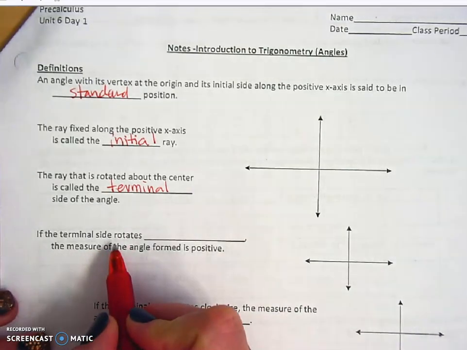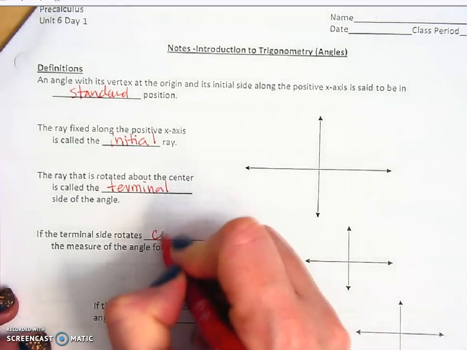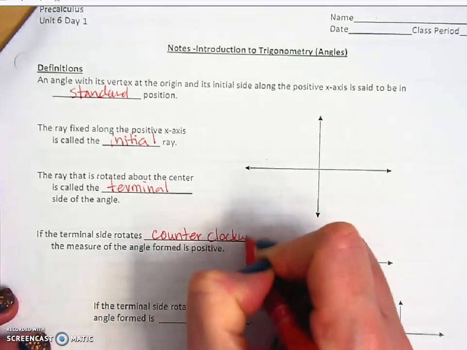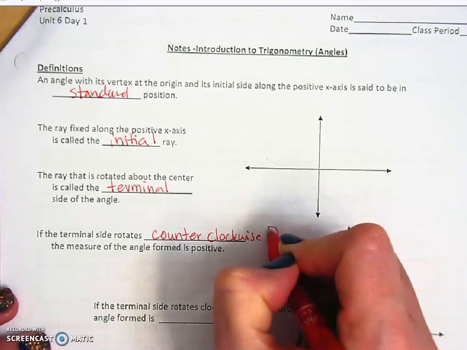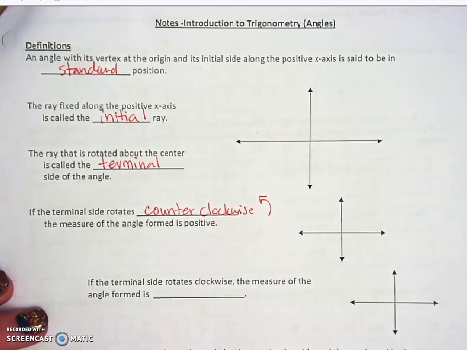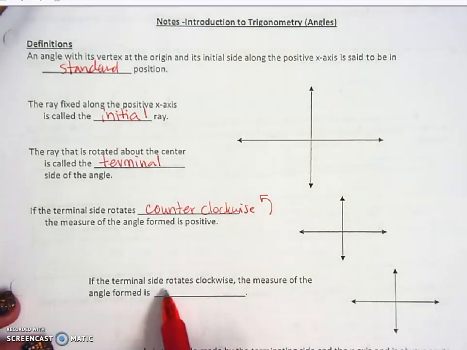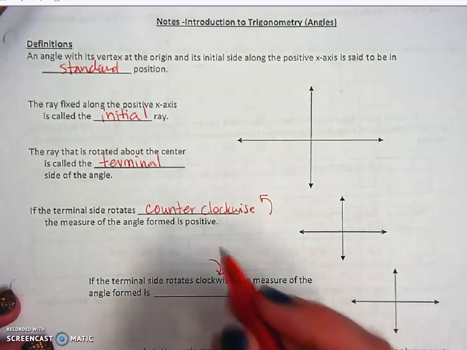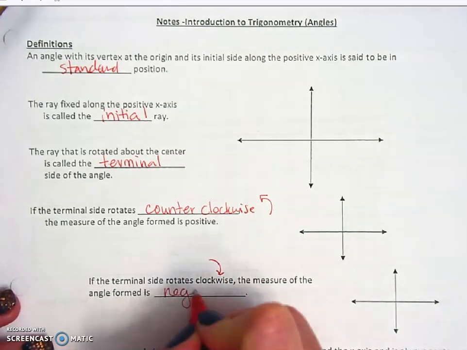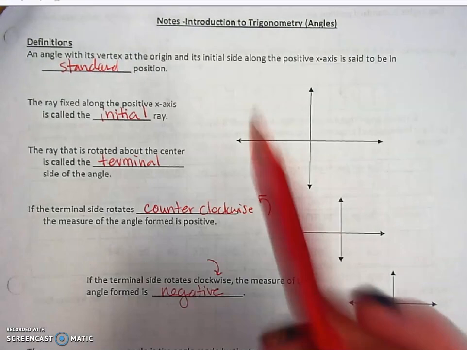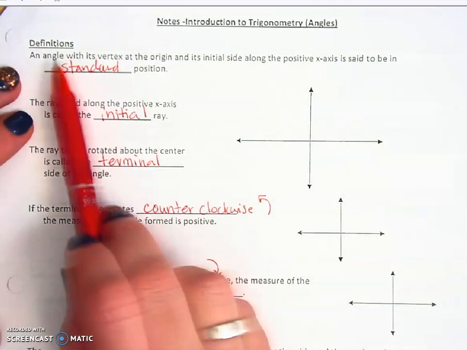If the terminal side rotates counterclockwise, the measure of the angle formed is positive. If the terminal side rotates clockwise, the measure of the angle formed is negative. So let's talk about what all those things mean, starting with the first one.